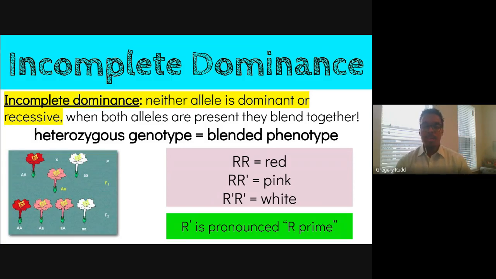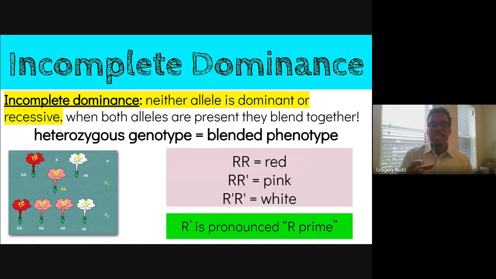So with incomplete dominance, if you have a heterozygous genotype, you end up with a blended phenotype. Now, I want you all to pick up on this pattern. As we think about these different patterns of inheritance, complete dominance, incomplete dominance, codominance, we're going to emphasize what happens with the heterozygous genotype. That's really what we're most interested in.